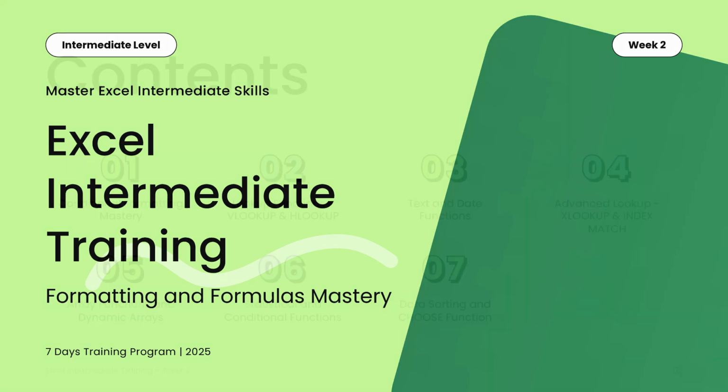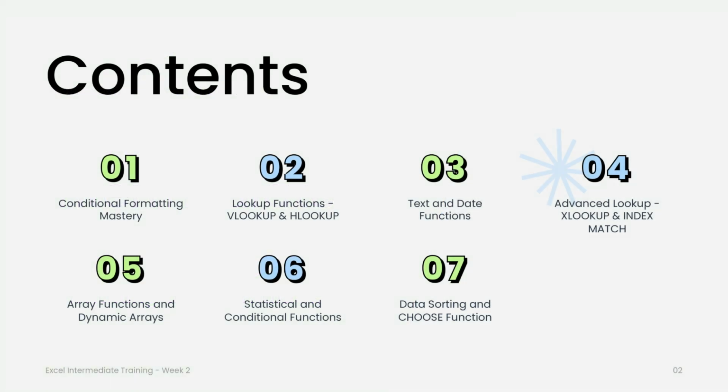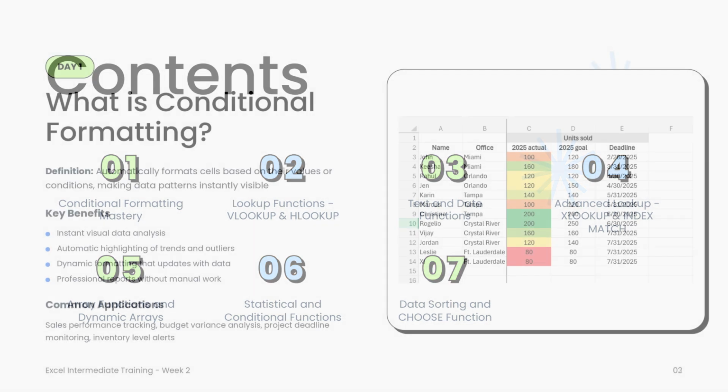Let's begin week 2. Okay, so this week's program is packed with powerful Excel tools. We'll cover conditional formatting mastery, lookup functions including VLOOKUP and HLOOKUP, text and date functions, advanced lookup techniques like XLOOKUP and index match, array functions, statistical functions, and data sorting. These skills will elevate your Excel performance to a professional level.